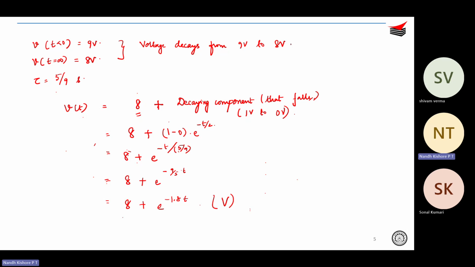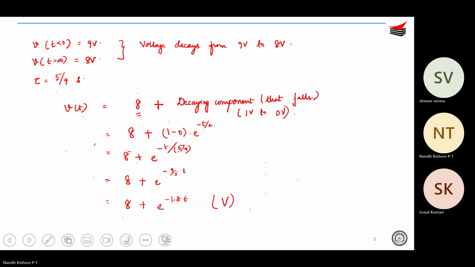Okay, simple, right? You need not solve the entire expression. Just find out the steady state voltages, find out the time constant from the Thevenin resistance, and apply some logic. Where is the voltage going from? You observe the circuit, observe the values. So there is a fixed component of 8 volts, and over that, I have a decaying component. Any doubt here?